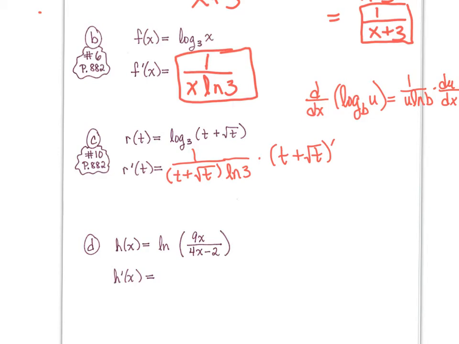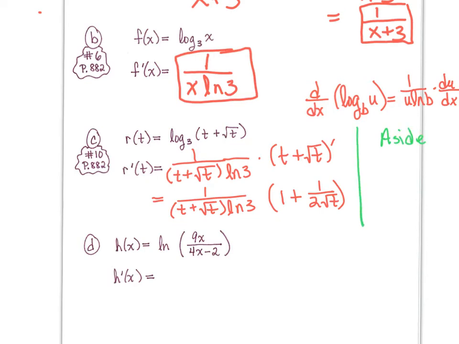Now, that's equal to 1 divided by t plus the square root of t, in parentheses, times the natural log of 3. And then the derivative of t is 1 plus 1 over 2 square root of t. So just a quick refresher or reminder, an aside here.